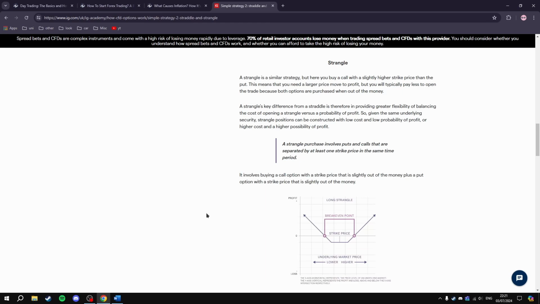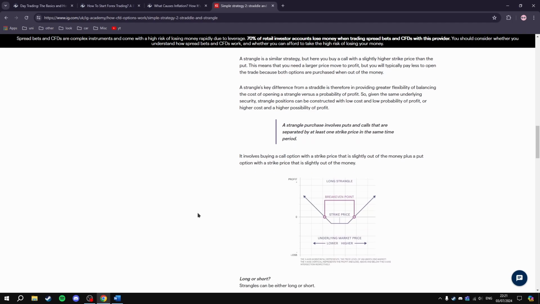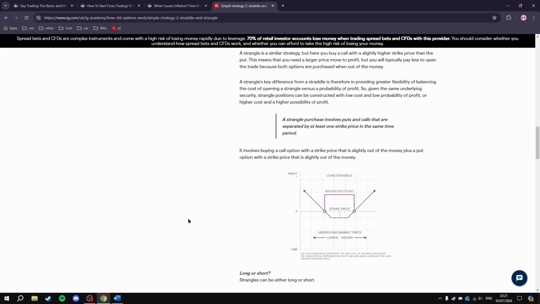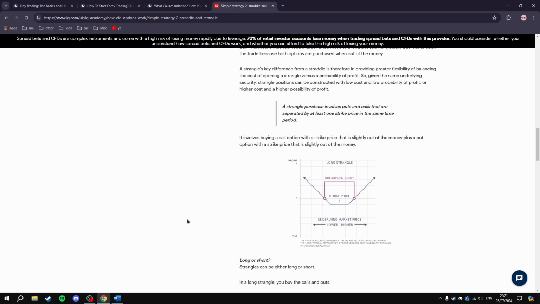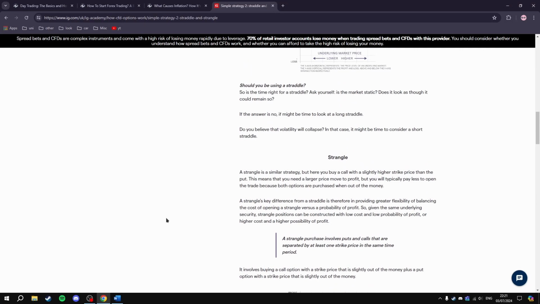A strangle's key difference from a straddle is therefore that it provides greater flexibility in balancing the cost of opening a strangle versus the probability of profit. Given the same underlying security, strangle positions can be constructed with low cost and low probability of profit, or higher cost and a higher probability of profit. Strangle purchases involve puts and calls that are separated by at least one strike price in the same time period.